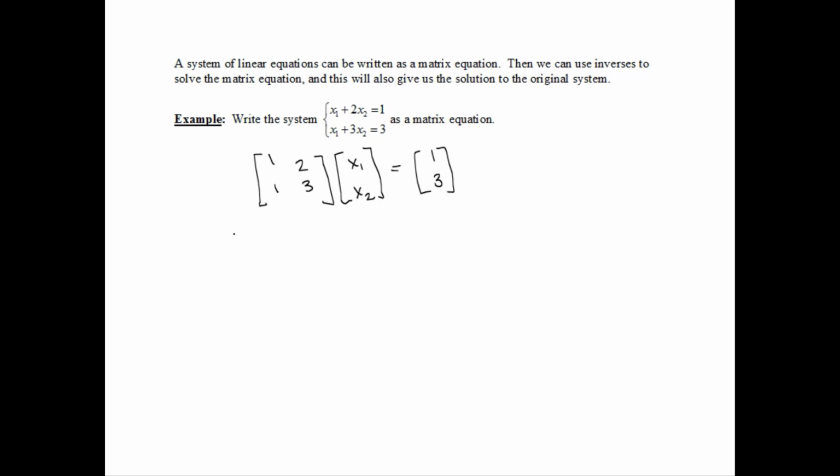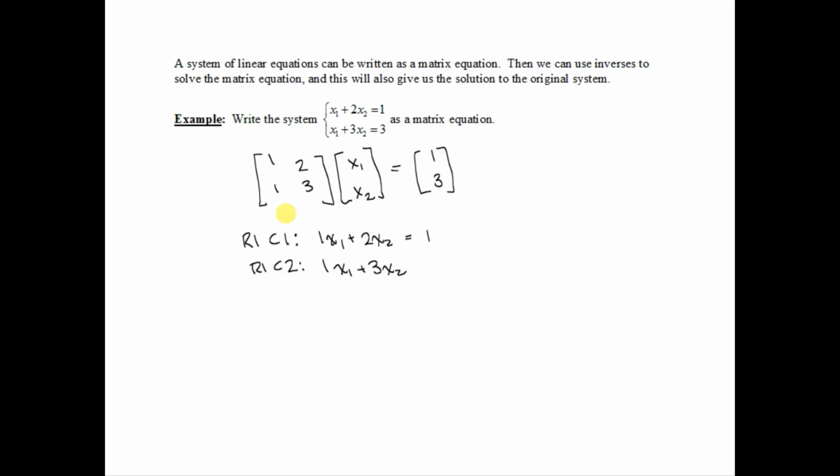Let's check this. When we multiply the first row times the first column, what are we going to get? We're going to get 1 times x1 plus 2 times x2. Then that's going to give me my row 1, column 1 entry, which has got to be equal to the 1.